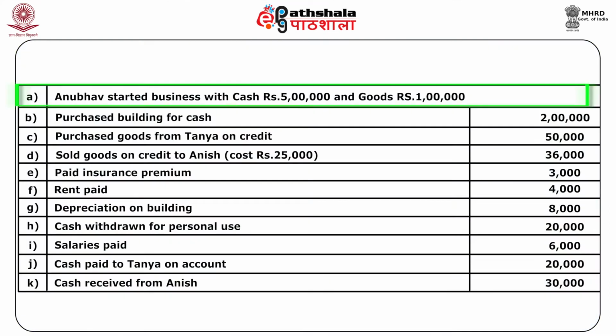Now let's prepare an accounting equation for the following transaction, where the A part gives Anubhav started business with cash of rupees 5 lakh and goods of rupees 1 lakh. B, he purchased building for cash of rupees 2 lakh. C, he purchased goods from Tanya on credit for 50,000. D part, he sold goods on credit to Anish, whose cost was 25,000, and he sold it for 36,000. Then paid insurance premium of rupees 3,000, rent paid of 4,000, depreciation on building 8,000, cash withdrawn for personal use 20,000, salaries paid 6,000, and cash paid to Tanya on account of rupees 20,000, cash received from Anish rupees 30,000.